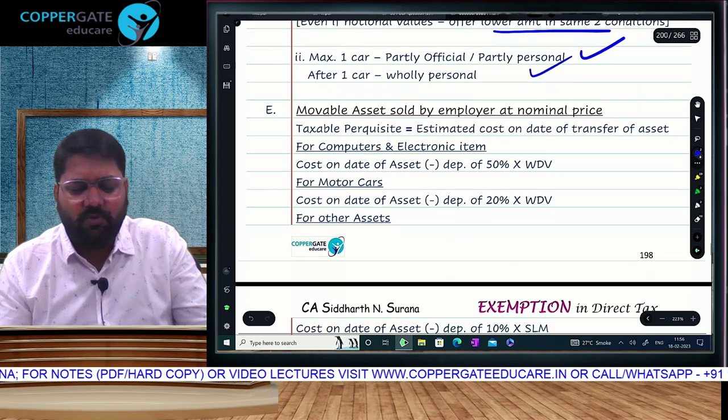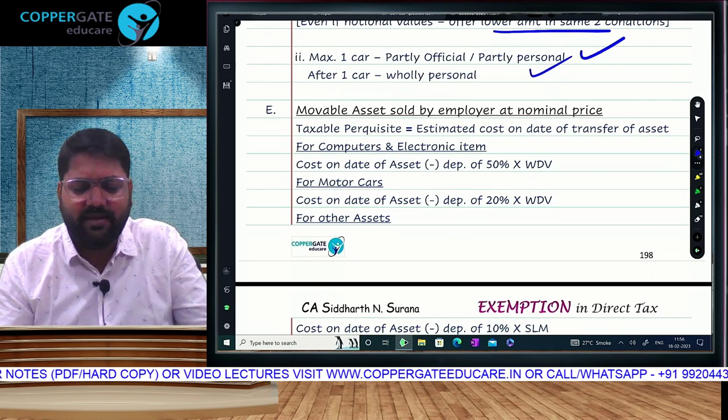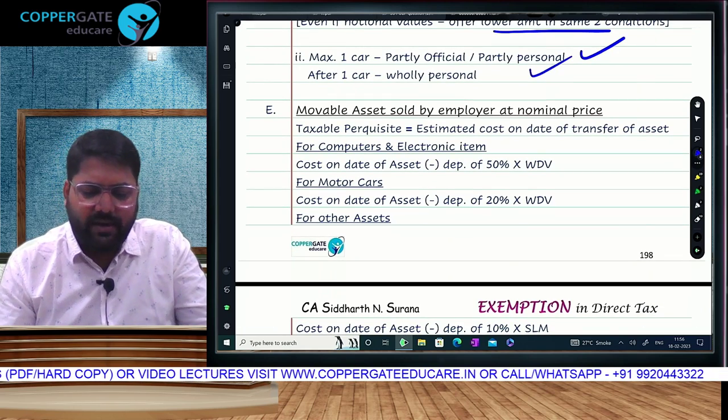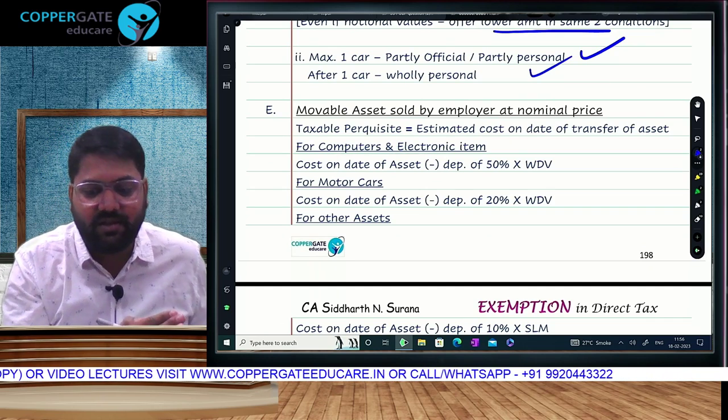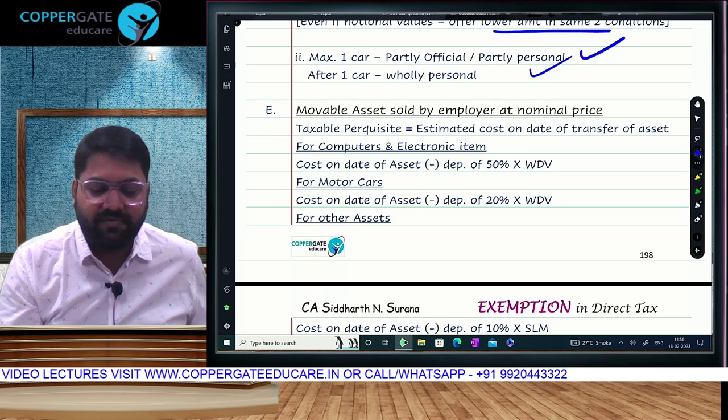Now we go to other small perquisites. If there is any movable asset sold by the employer at a concessional price, so we will first find out the value on the date of transfer by taking original cost and depreciation for the years and minus the amount recovered. How will we find out the value?